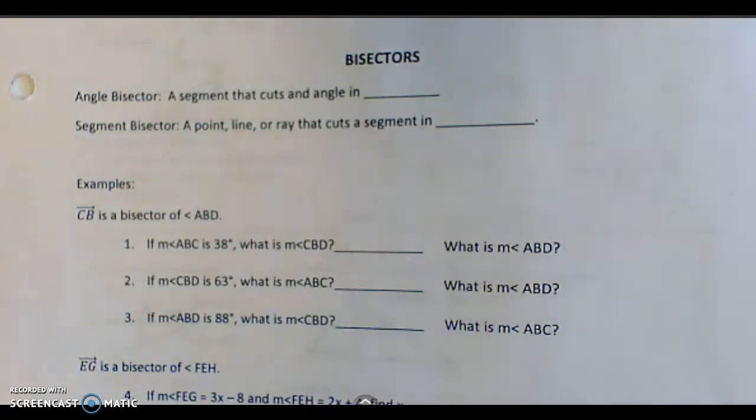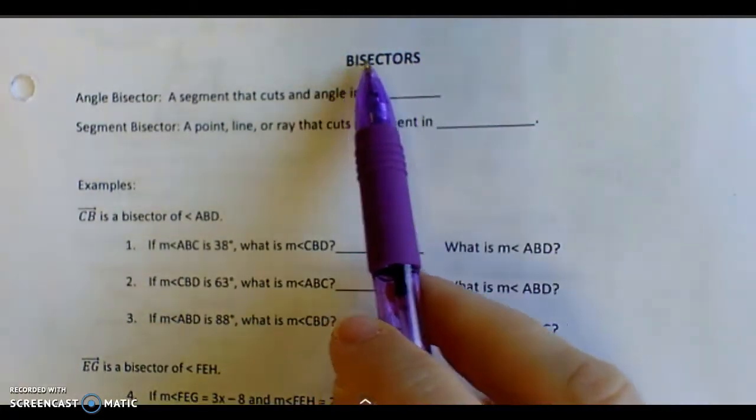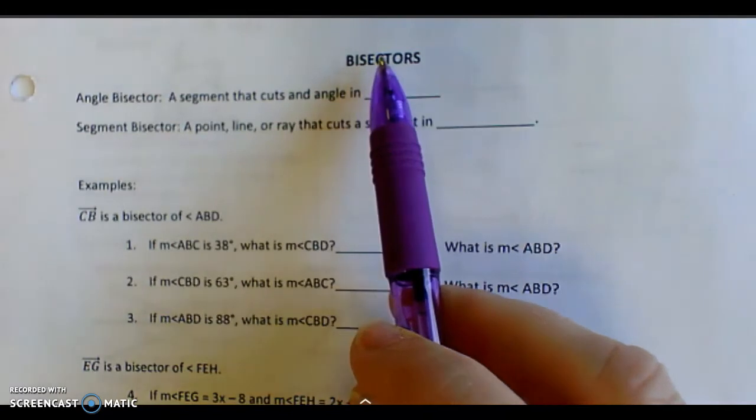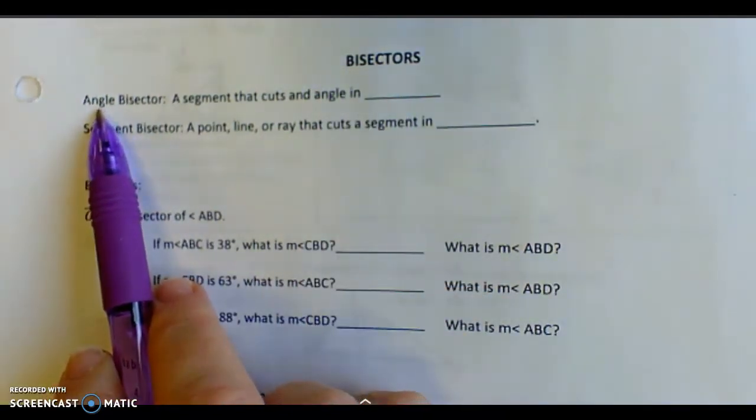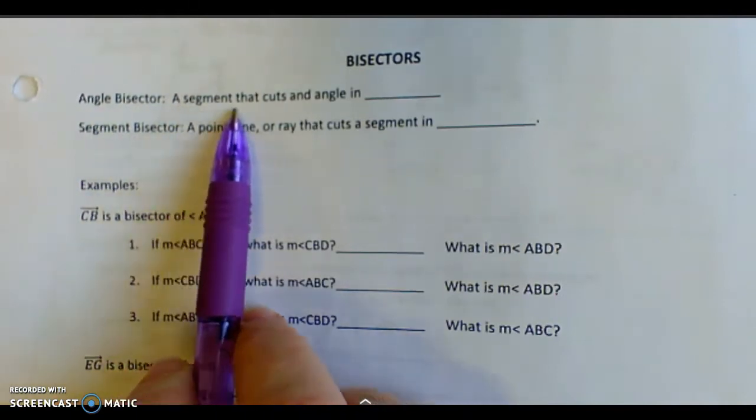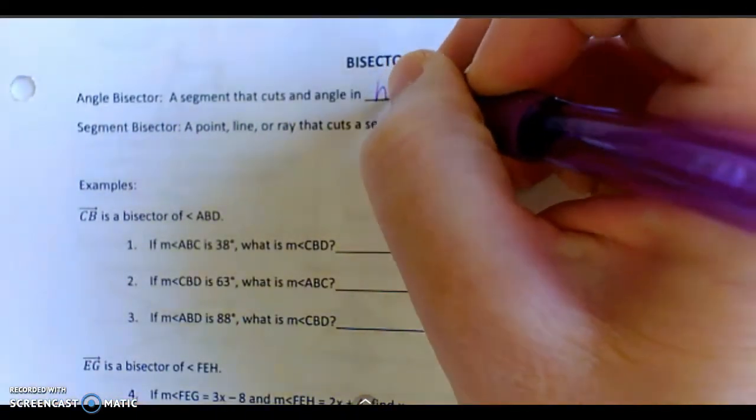Going to be talking about bisectors. If you think of the word bisector, it's something that cuts something in half. So there's different kinds of bisectors. First we'll talk about an angle bisector. An angle bisector is a segment that cuts an angle in half.